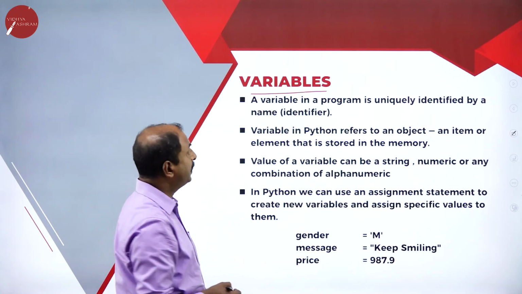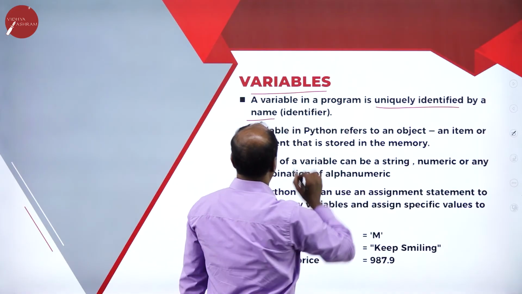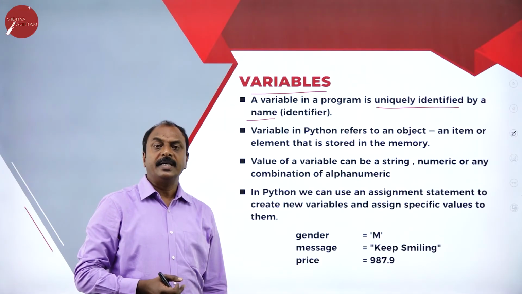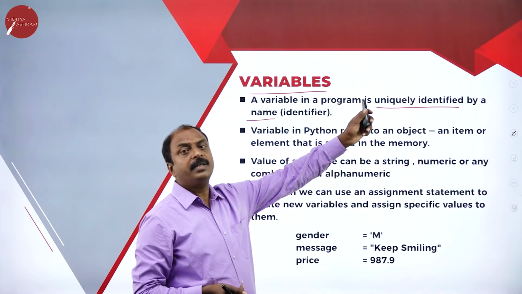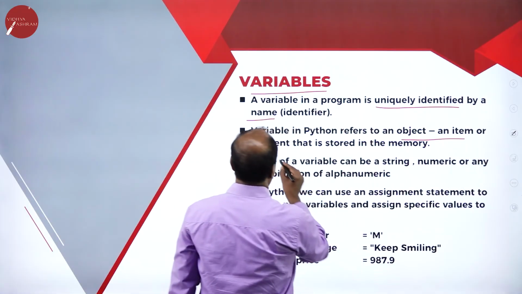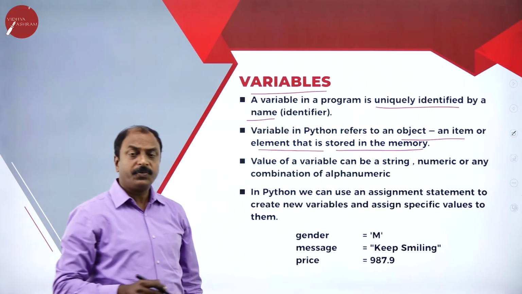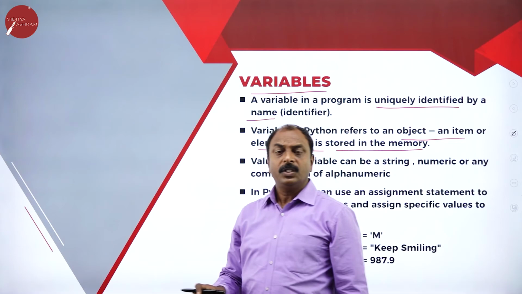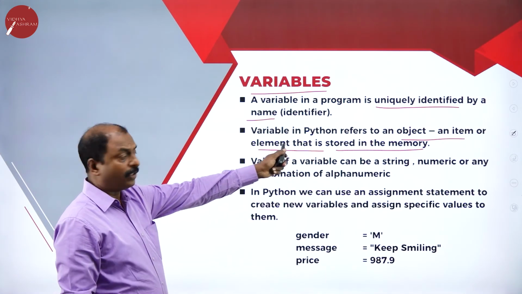So what are variables? In a program, a variable is uniquely identified by a name or identifier. As we have seen in the definition of the identifier, these are the names given to a variable. So variables can be identified with an identifier. It refers to an object or an item that is stored in the memory. So we have to identify the values or content of a variable in the memory, so we are using variables to identify it. That is the definition of a variable.